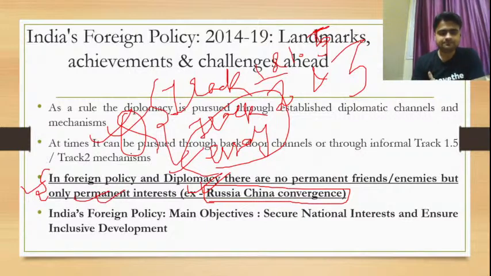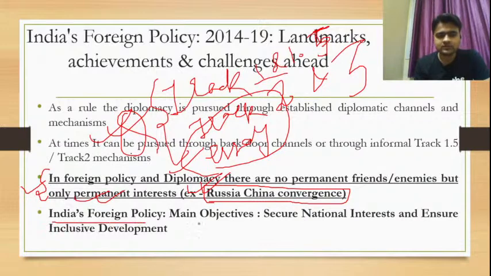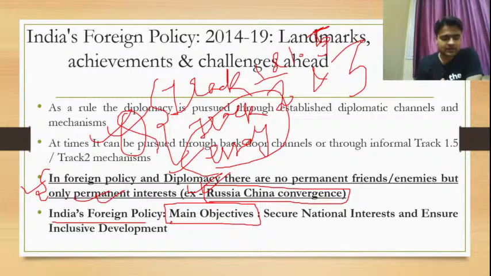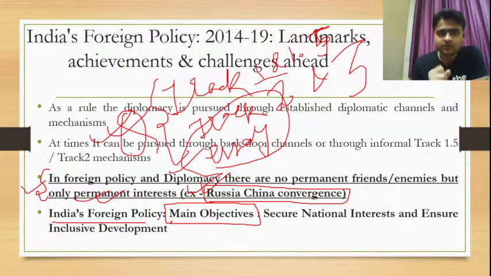Fine. Now let us look into another aspect of India's foreign policy. What are its main objectives? Thik hai, so today's class is to give you an overall very holistic understanding and picture of our foreign policy, the basic fundamental principles on which foreign policies are framed, and the way diplomacy is used to handle them.